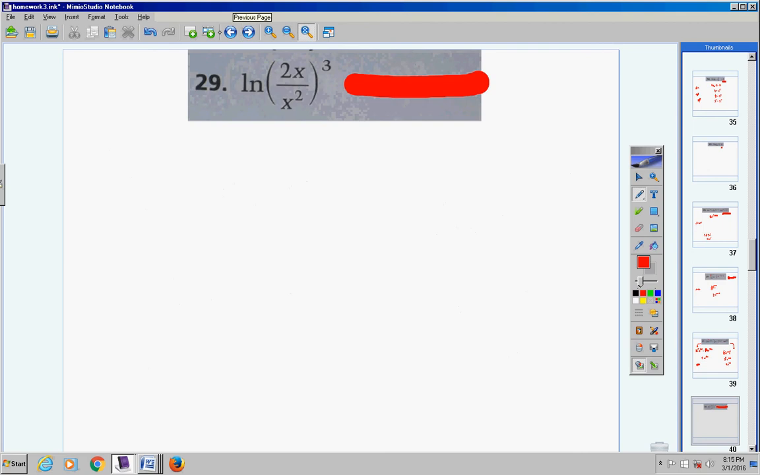Alright, 29 through 33, we're going to expand. I'm going to go really slow. So here we go. We're going to take a logarithm here and expand it now. You do not want to expand a logarithm when there's an exponent here. So first you have to move that over here. So we have 3 natural logarithm of 2x over x squared. That's the first thing you want to do.